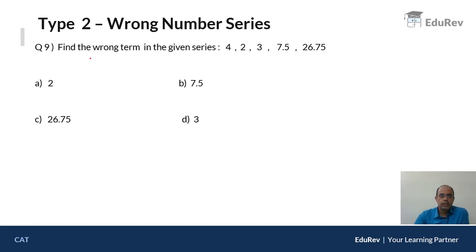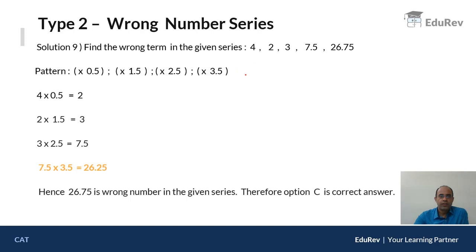Now, moving to the next question. Find the wrong term in the given series. 4, 2, 3, 7.5, 26.75. Now, let us find some pattern in this set of numbers. 4 and 2, I say it is 4 into 0.5 and 2 into 1.5, 3 into 2.5. We are getting a pattern. The pattern is into 0.5, into 1.5, into 2.5, into 3.5.